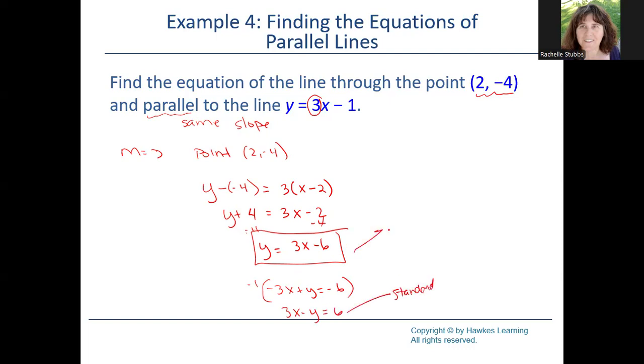This is slope intercept. And right here was, well, we'll go right to here, was point slope.